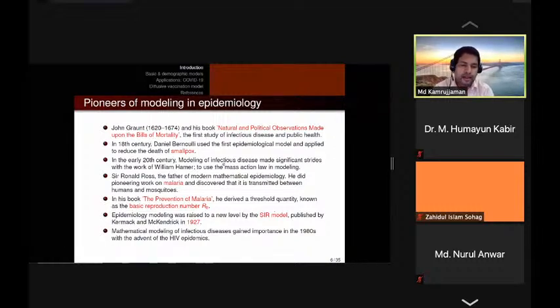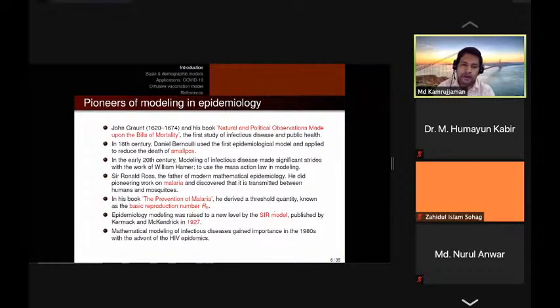And next, in the early 20th century, modeling of infectious diseases made significant strides with the work of William Hamer, who introduced the mass action law in modeling. That is connected with mathematical modeling and physical science. And then Sir Ronald Ross, the father of modern mathematical epidemiology, did pioneering work on malaria.